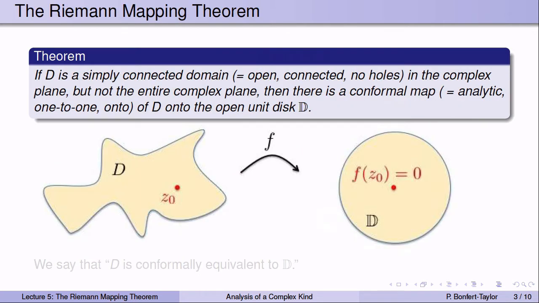And here is the famous Riemann mapping theorem. Suppose D is a simply connected domain. Now, domain meant open and connected. Simply connected means the domain has no holes, so you're not missing part of the domain in the middle of it. Such a thing is not allowed. So suppose you have a simply connected domain, so an open connected domain with no holes in the complex plane, but not the entire complex plane.